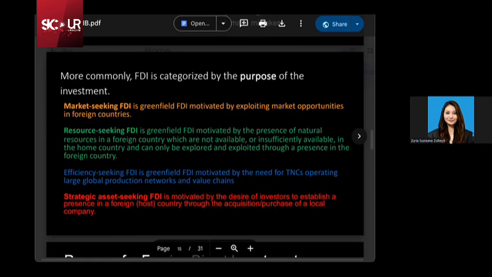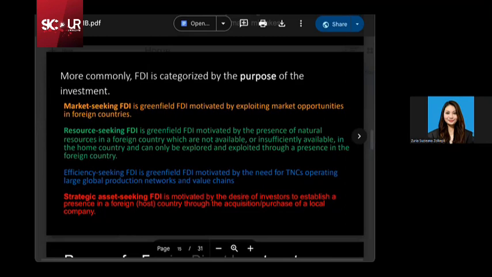Resource seeking. So resource is definitely in terms of natural resources that the home country does not have available, but a foreign country has. Natural resources in a foreign country which are not available, or are available but insufficiently available in the home country. So this can be exploited, and I don't mean exploited in the bad way. Exploited means that you can take advantage of this foreign market. Not exploit in that sense.